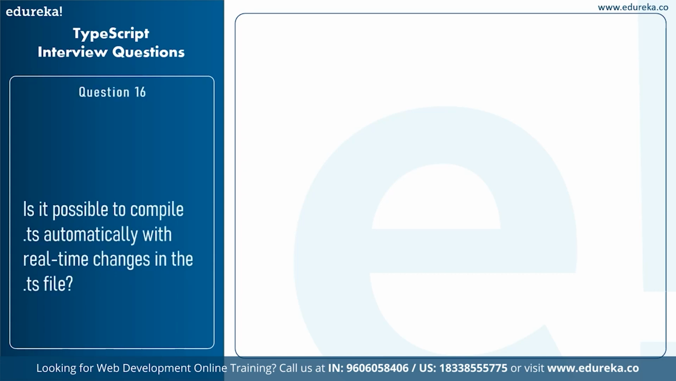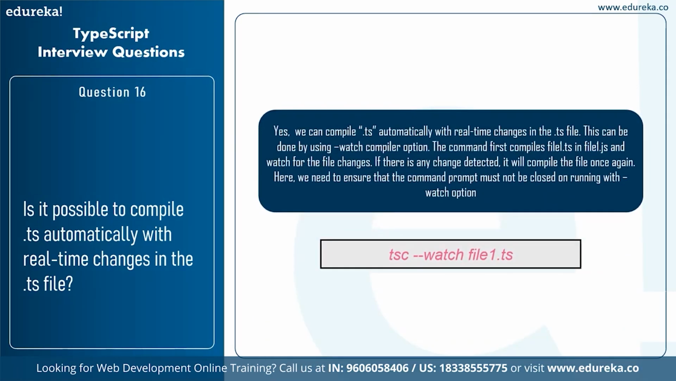Next up, is it possible to compile .ts automatically with real-time changes in the .ts file? Now the answer to this question is yes. We can compile the .ts file automatically with real-time changes in the .ts file. Now this can be done by using the watch compiler option. So what you can do is you can write tsc --watch, then put your file name, that is file1.ts. Now this command first compiles your file1.ts into file1.js and watches for file changes. So if any change is detected, it will compile the file once again.